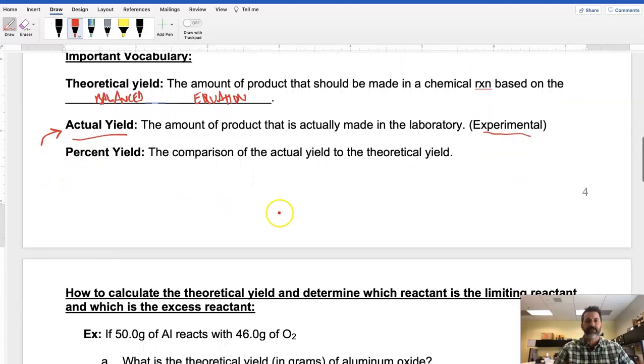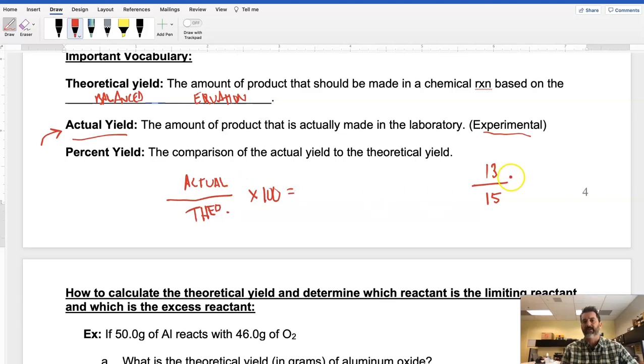All right, so let's just say I made 13 pancakes. I can compare that to the theoretical yield. According to the balanced equation, I was supposed to make 15, but I only made 13. I can calculate a percent yield pretty easily. All I'm going to do is take my actual yield, or experimental, divide it by the theoretical yield, and then multiply by 100 because I want to make it into a percent.